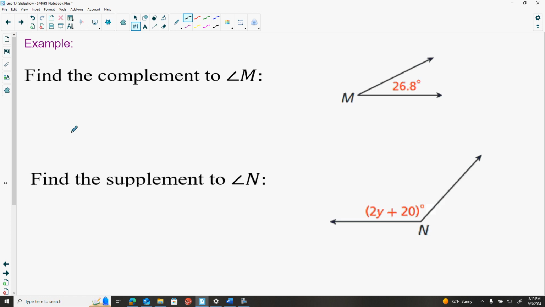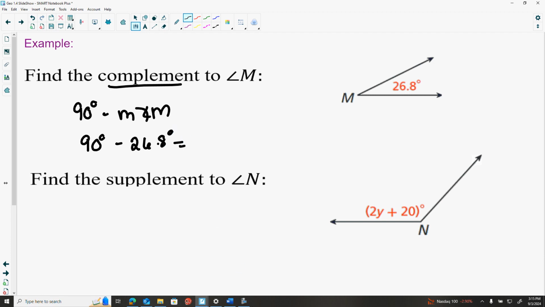All right, so example number 1, find the complement to angle M. Well, here's how we're going to do it. Again, we're trying to find the complement here, so we're trying to find the other angle that adds to 90 degrees. So what we're going to do is take 90 degrees and subtract the measure of angle M, which in this case would be 90 degrees minus 26.8 degrees. If I subtract those two, I am going to get 63.2 degrees. So we say that the complement to the measure of angle M is 63.2 degrees.